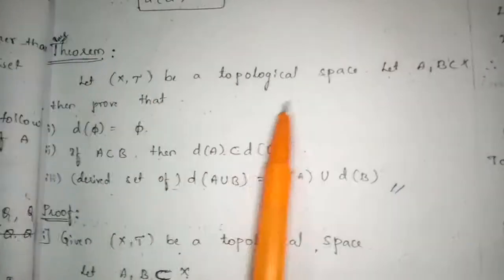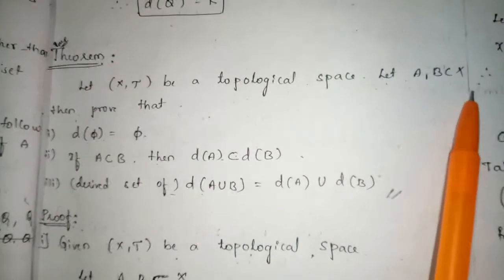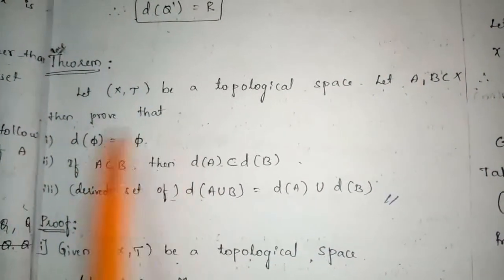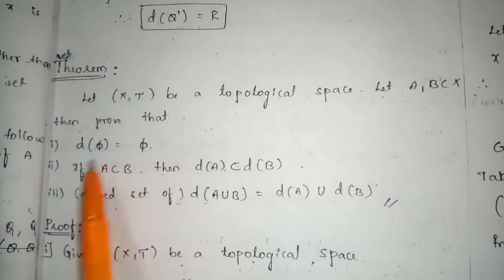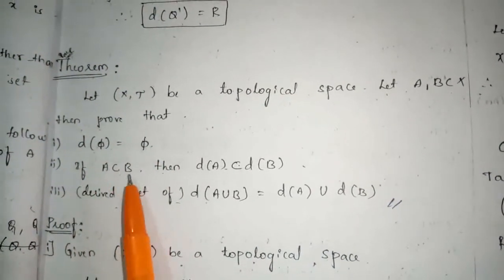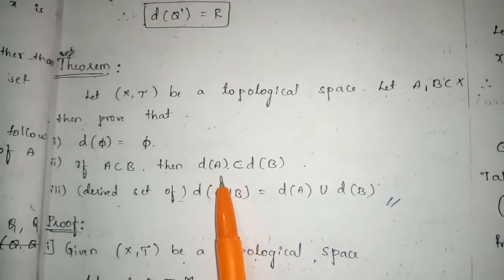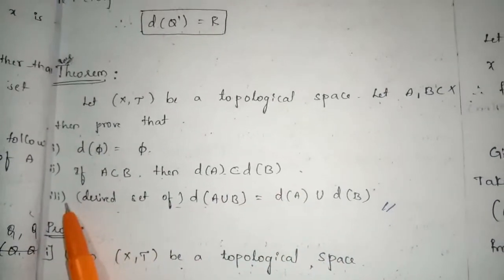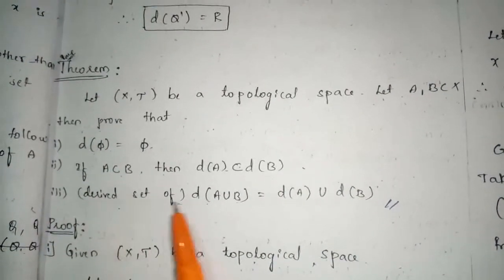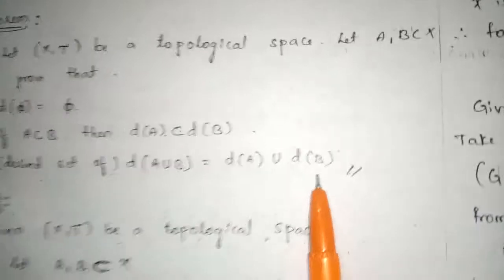Let (X, τ) be a topological space. Let A, B be subsets of X. Then prove that, first, the derived set of φ is equal to φ. Second, if A is a subset of B, then we have to prove that the derived set of A is a subset of the derived set of B. In the third case, we have to prove that the derived set of A union B is equal to the derived set of A union the derived set of B.